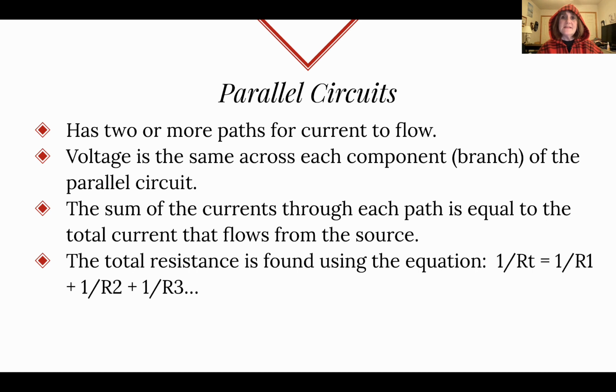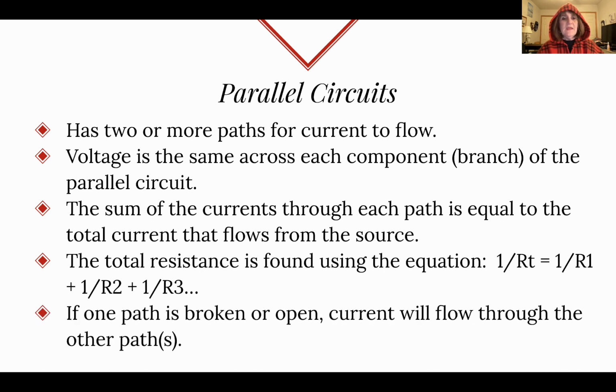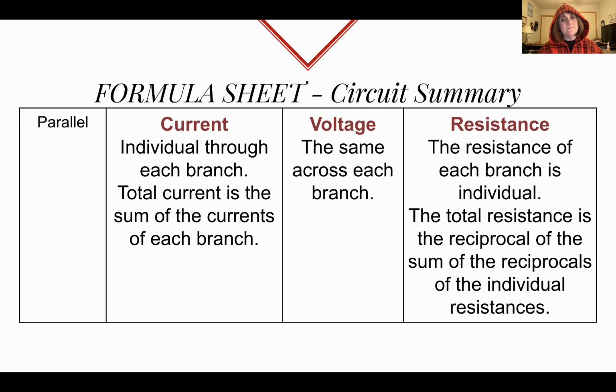This is why in testing we found that the resistance decreased, the total resistance was smaller in parallel than it was in each individual branch. If one path is broken or open, the current will continue to flow through the other paths. This is hopefully how your house is wired.